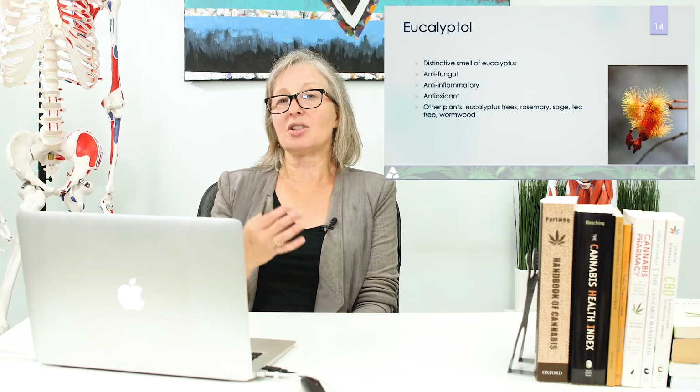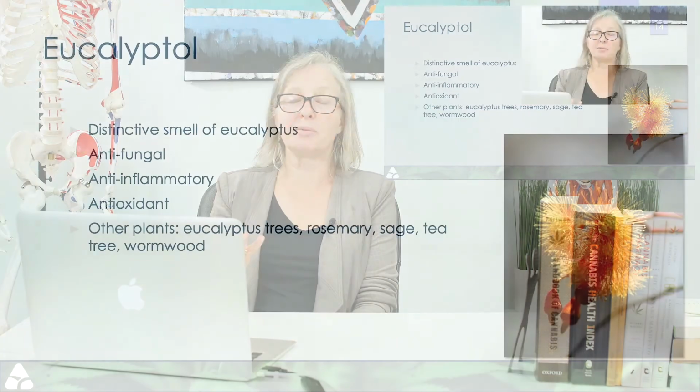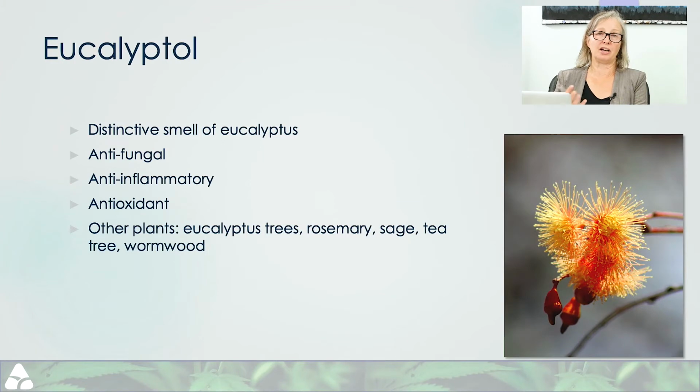Eucalyptol, well, if you even just look at the name, you can probably guess another plant where we find eucalyptol, which is in the eucalyptus tree. And eucalyptus is very distinctive. It's a very distinctive smell. Antifungal, anti-inflammatory, antioxidant. We often use eucalyptus oil if someone is sick, so we'll use it as a diffuser in a room where someone is sick, just to help keep the bacteria down in that room, in a sick room.